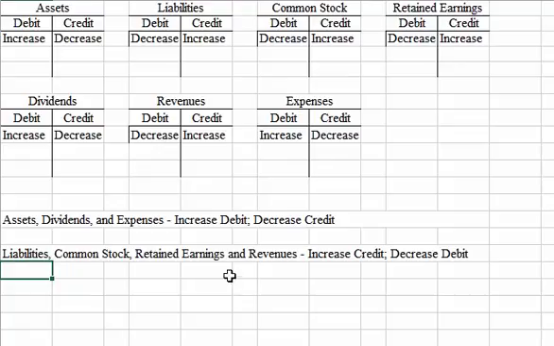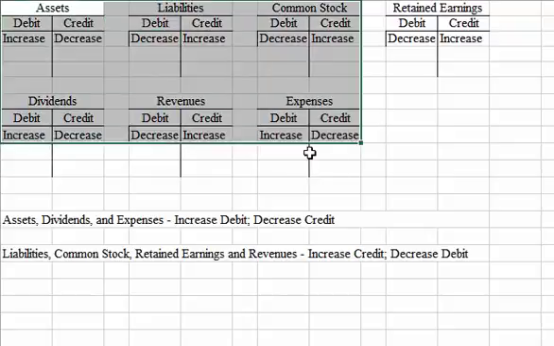Now, the left side of each account is the debit side. The right side is the credit side. Some accounts will increase on the debit side, like assets, and those will decrease, of course, on the credit side. Other accounts will work the opposite way. Liabilities increase on the credit side and decrease on the debit side. So it depends on what type of account you're talking about. You've got to commit this system to memory as well.